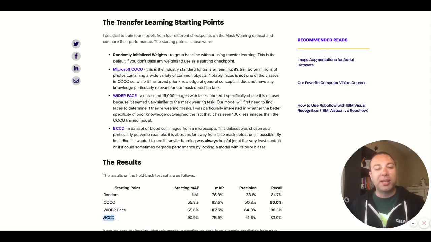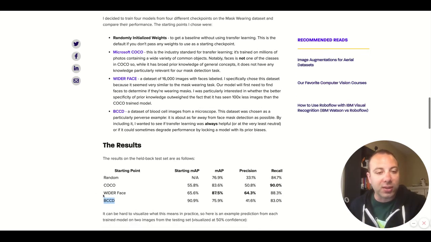I also threw in the BCCD data set as a starting checkpoint as kind of a perverse case. So this data set is of microscope slides looking at white and red blood cells. And my hypothesis was that this should, at the very best, be similar to starting from random weights, but I expected it to teach the model things that it would be hard for it to unlearn. And so I wanted to see actually if that was true, if it was possible that you could pick starting weights so bad that it was worse than if you started from scratch. And so here are my results.